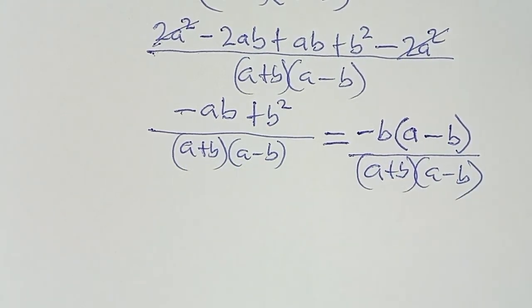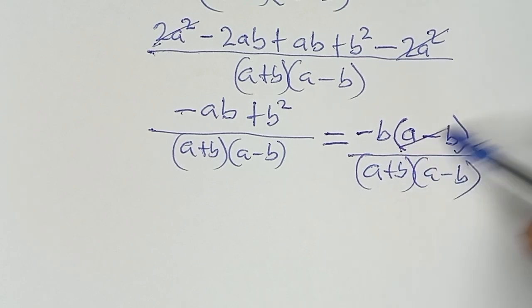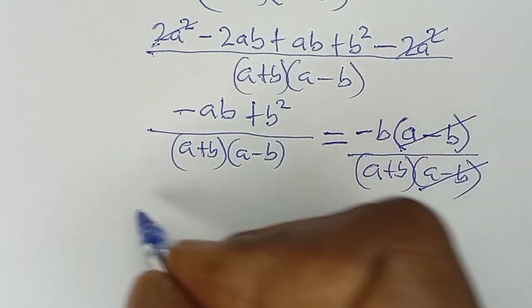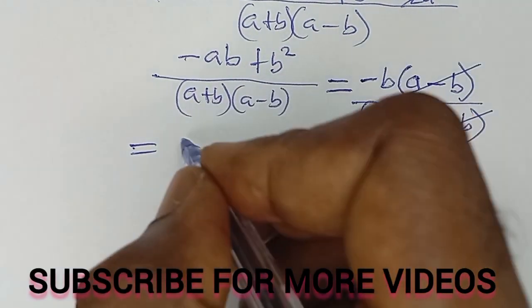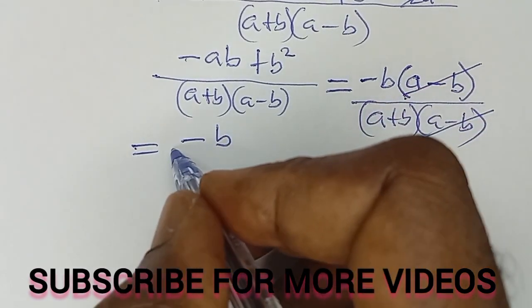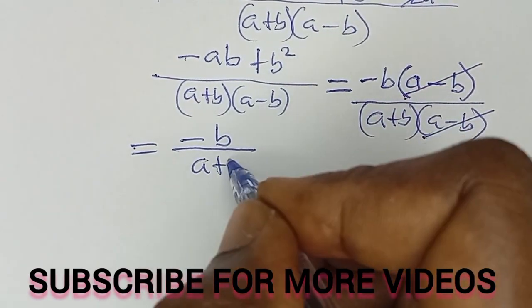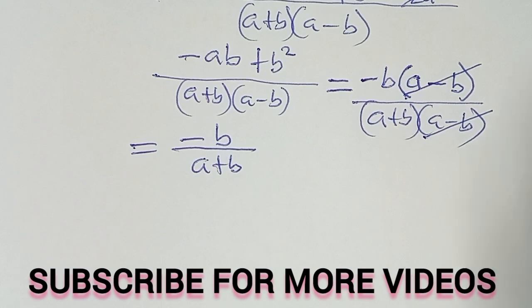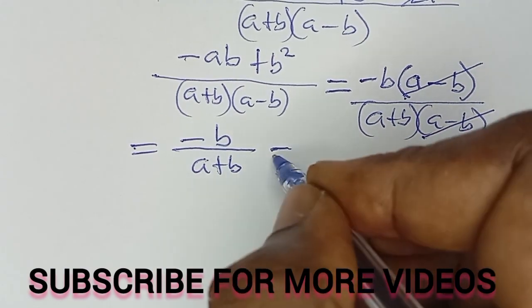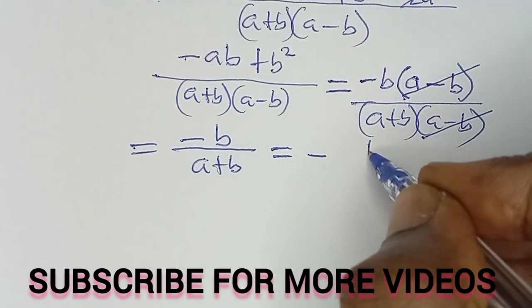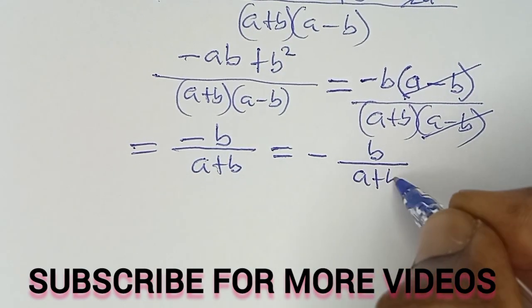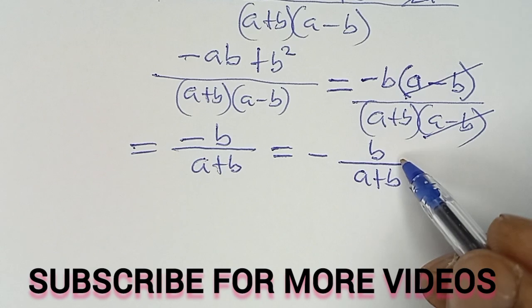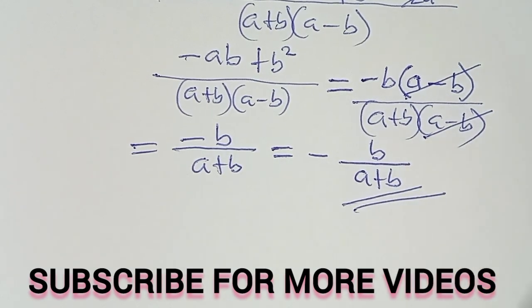And then from there, we can look at these terms that are equal. a minus b cancels a minus b. So I'll be left finally with negative b as the numerator, and then all over a plus b. And if I like, I can simply also rewrite this as negative b all over a plus b. So this can also be written in this form, and that is the final answer.